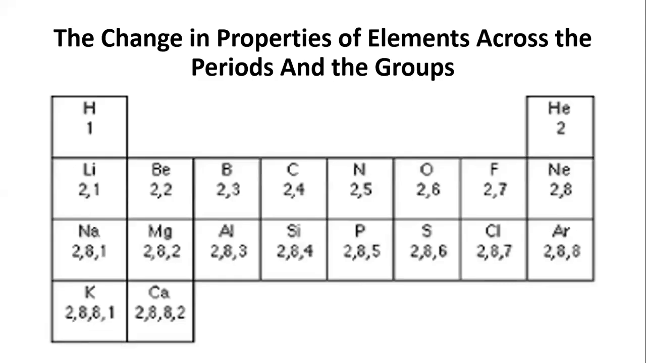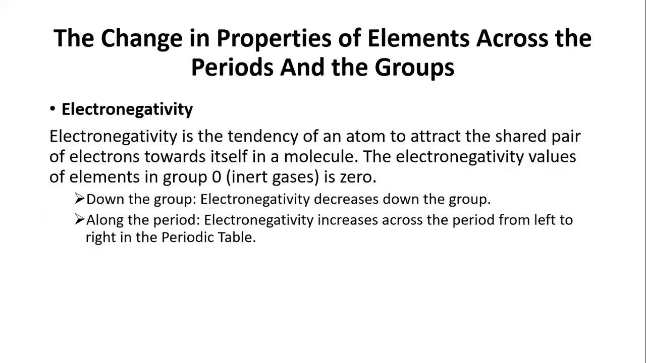This is a periodic table which we are going to use to discuss the changes in the properties of the elements that occur across the periods and in their groups. So we'll start these properties one by one. Let's see the first one, that is the electronegativity.